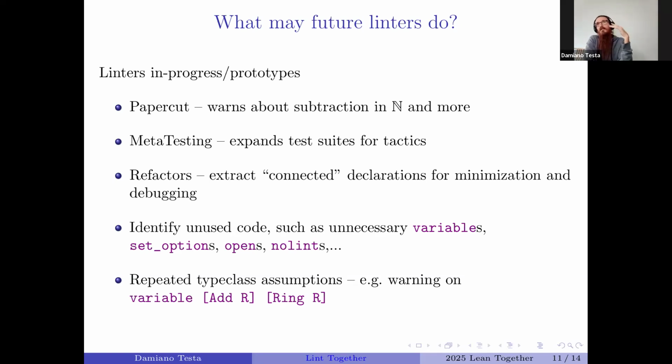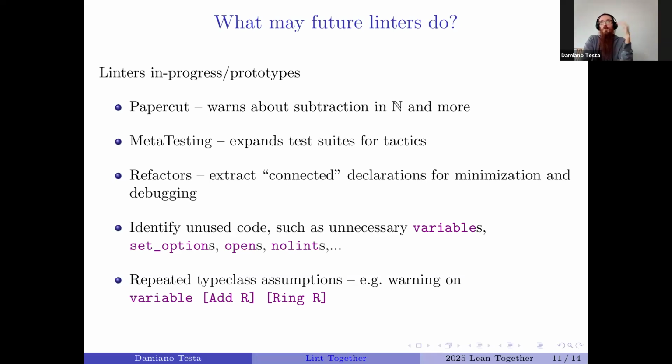Then it could lint no linting things. So this is meta linting. It could look at whether you use a command that wasn't needed, whether you have a variable that is never used, a set option that is never used, whether you have a no lint that is not used, because maybe at some point someone changed the code later on and forgot to remove that no lint. So these kinds of things are in scope for linters.